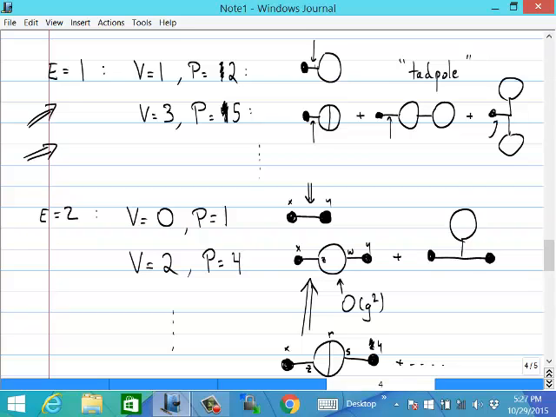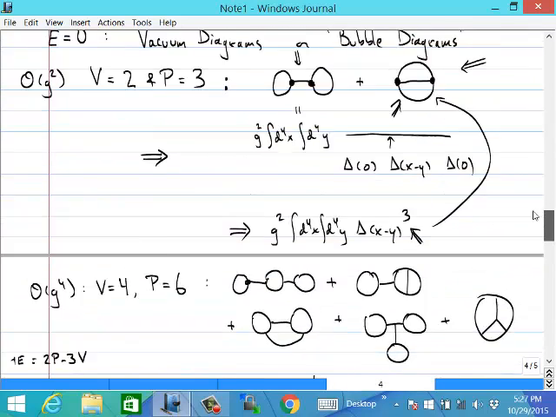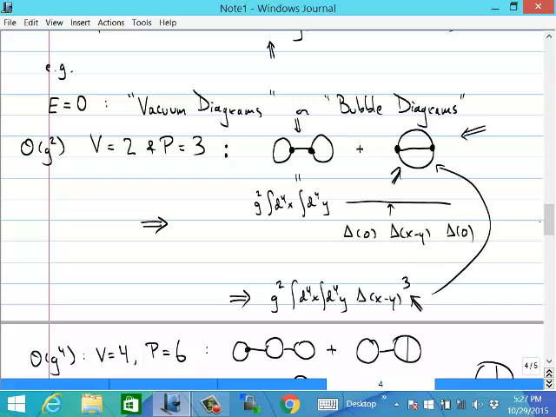Like any of these diagrams, even things like this, all of these diagrams diverge. And so when we actually get to computing physical quantities, we are going to have to be a little bit more careful. Any questions before I end?